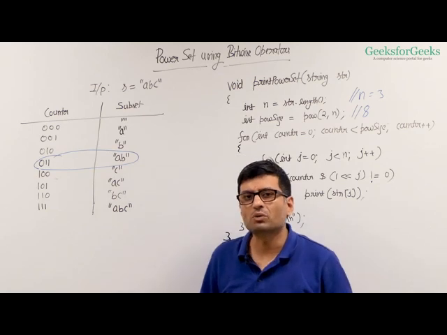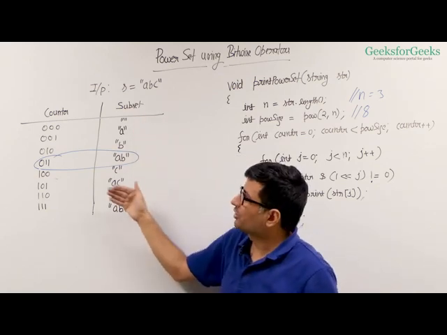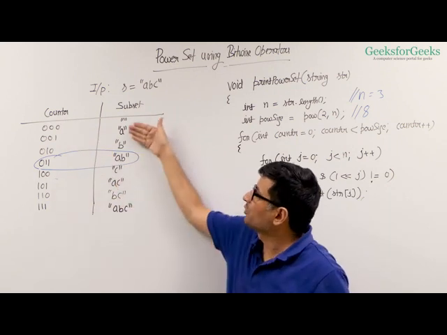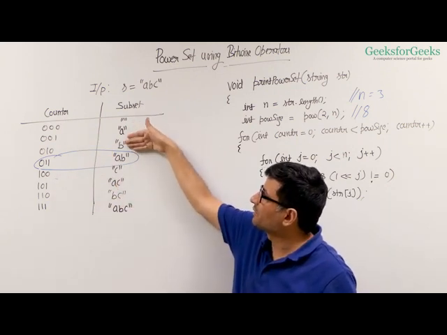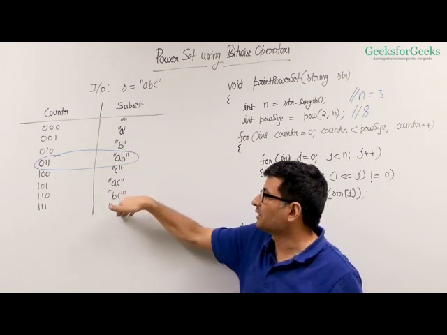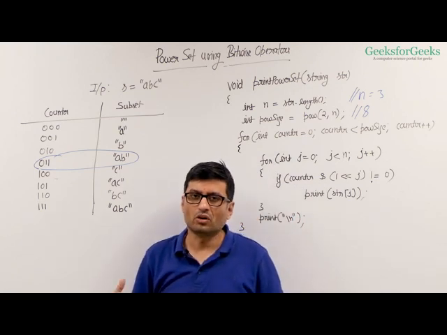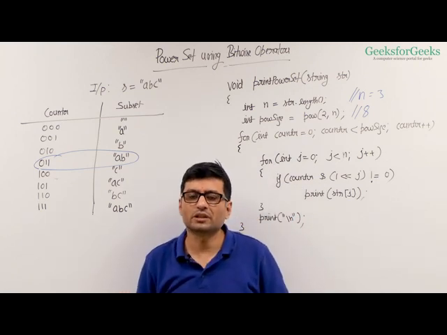Please note that the output of this program is going to have subsets in this order, because your counter goes from 0 to 7. So you will see empty first on the screen, then A, then B, then AB, then C, then AC, then BC, then ABC. So that's how you are going to get output on the screen, not in lexicographically increasing order.